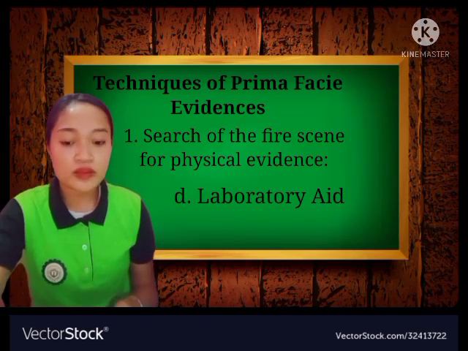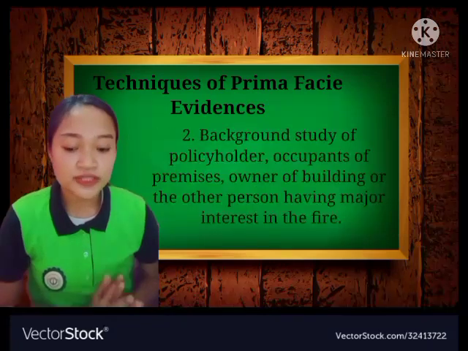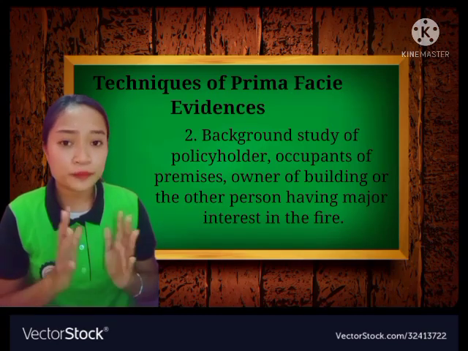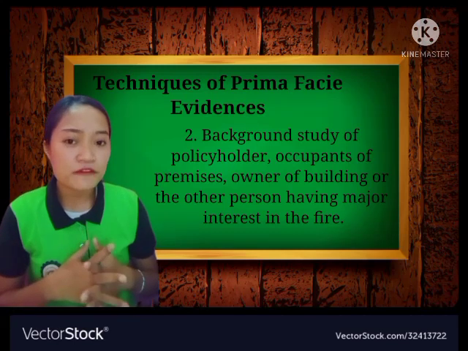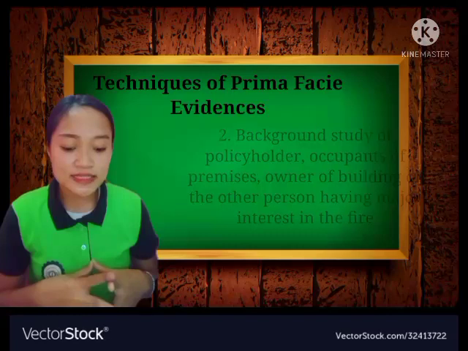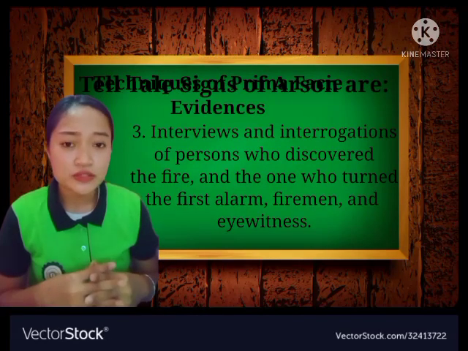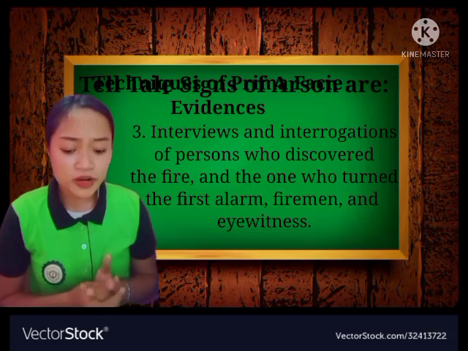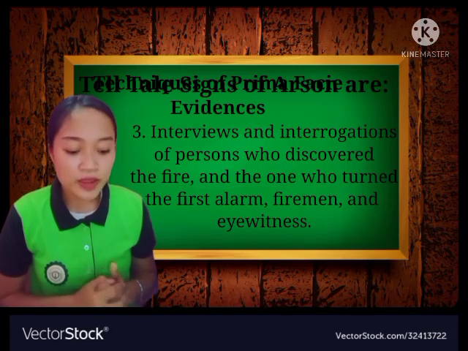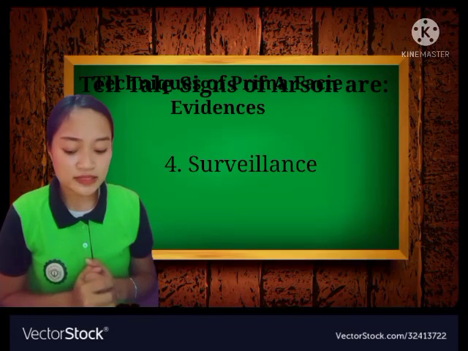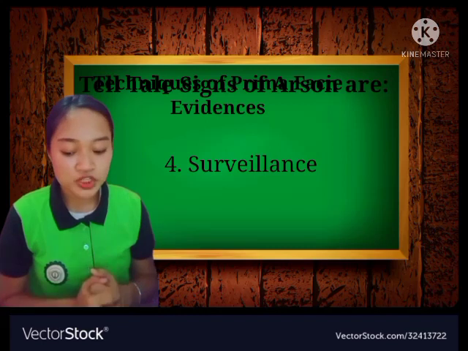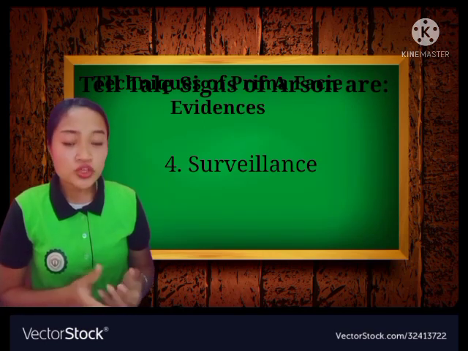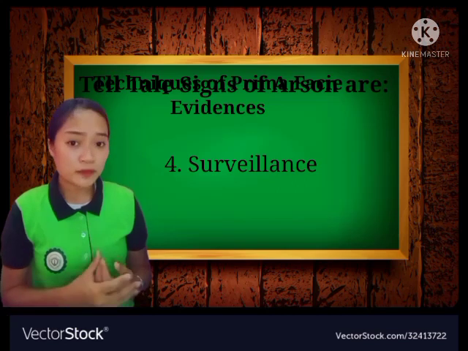So need yun sila. So we're now on number 2 of the techniques of prime suspects, which is background study of policyholders, occupants of premises, owner of building, or the other person having major interest in the fire. Next technique is interviews and interrogations of persons who discovered the fire and the one who turned the first alarm, fireman, and eyewitness. The last technique of prime suspects and the prima facie evidence is surveillance. It is important to use covert observation of people, places, and vehicles, which law enforcement agencies and private detectives use to investigate allegations of illegal behavior.